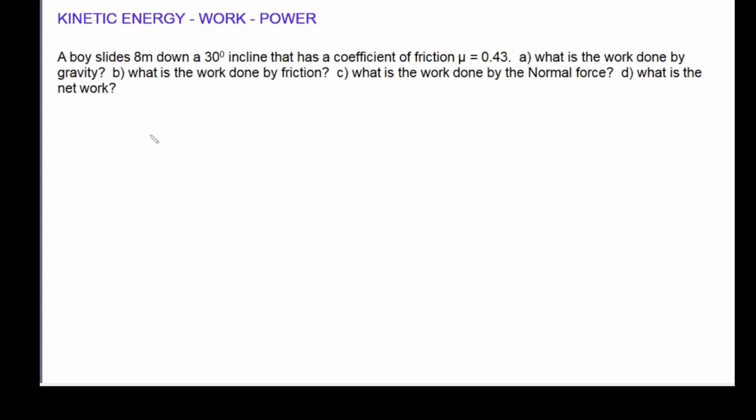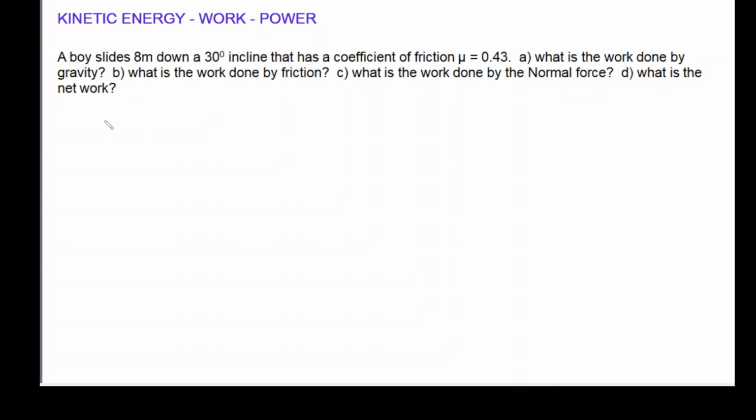Let's do our next problem. A boy slides 8 meters down a 30-degree incline that has a coefficient of friction mu equal to 0.43. What is the work done by gravity? What is the work done by friction? What is the work done by the normal force? And what is the net work?